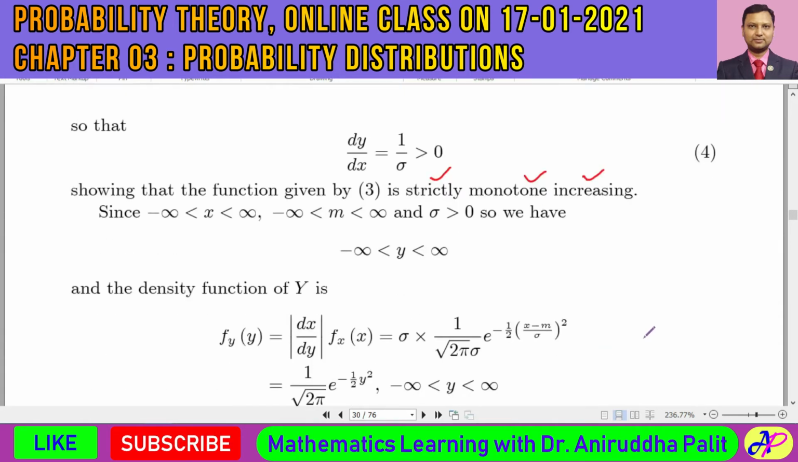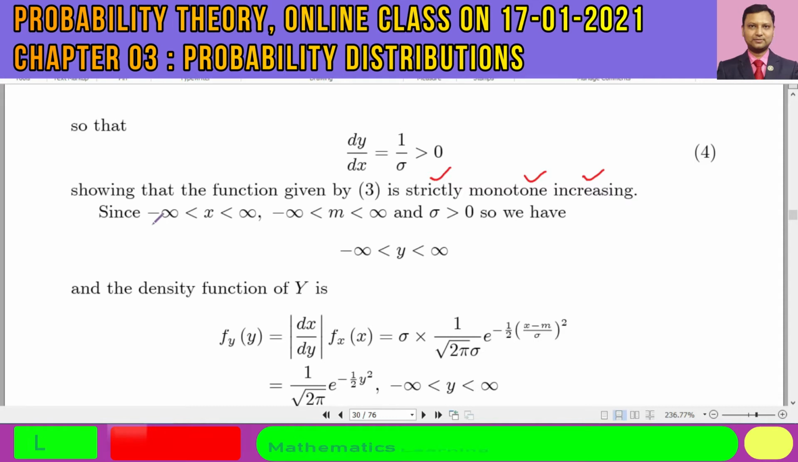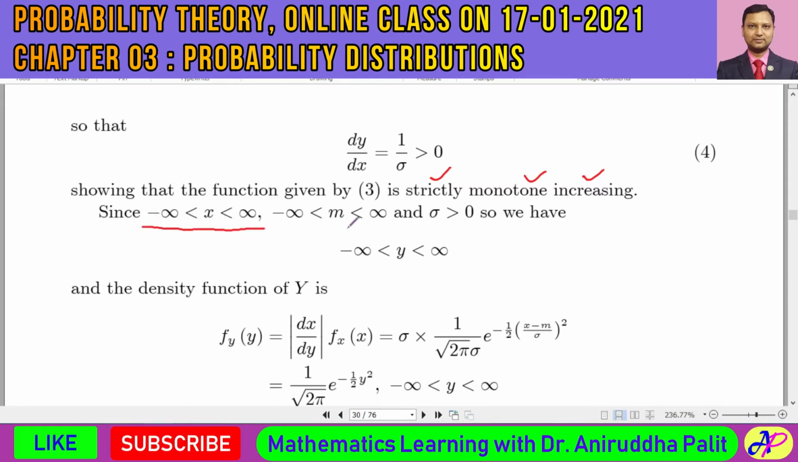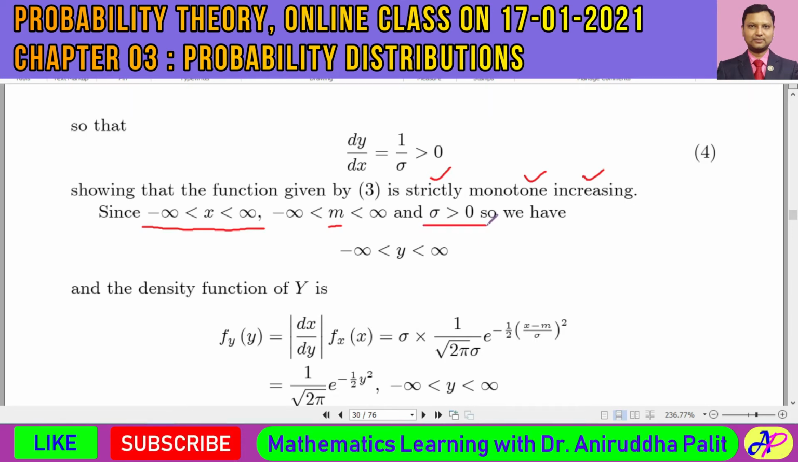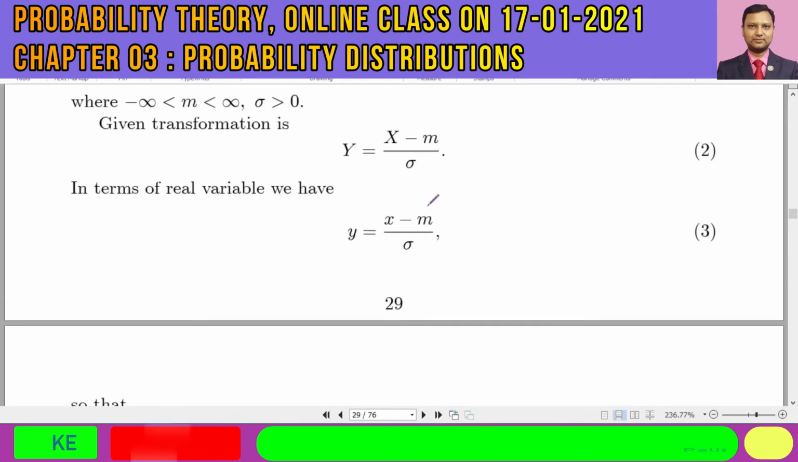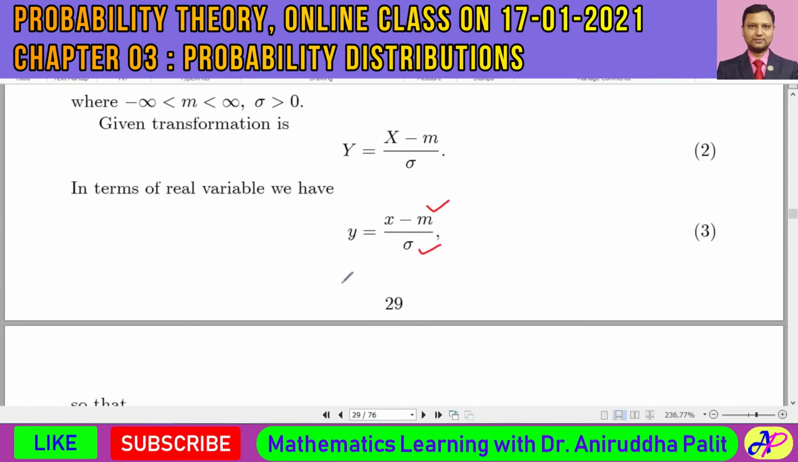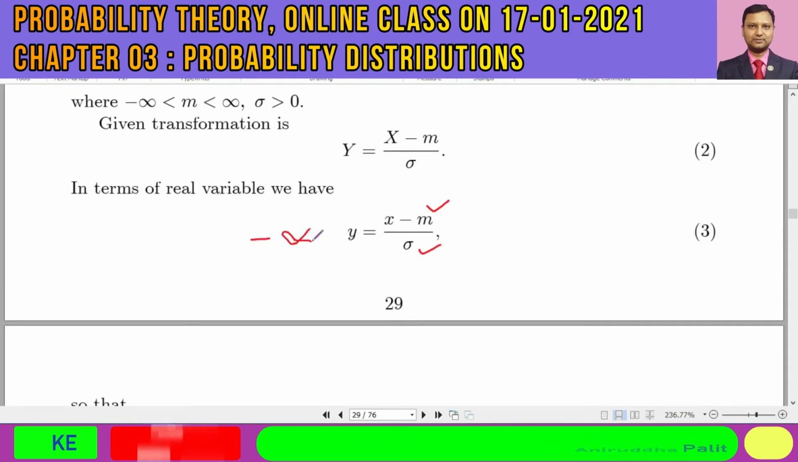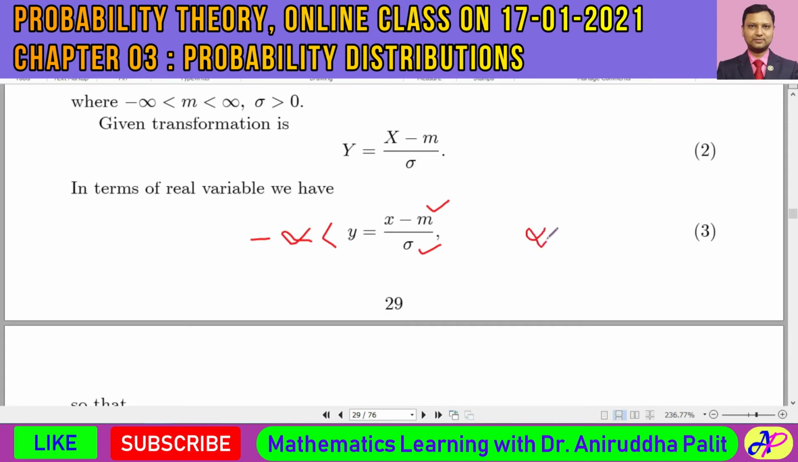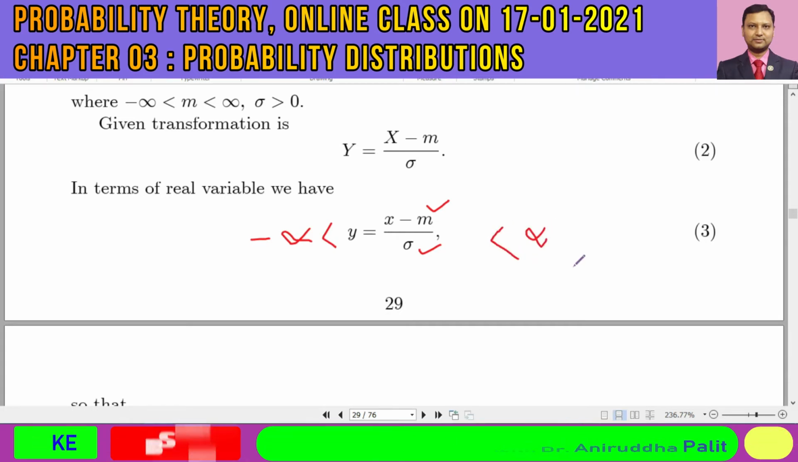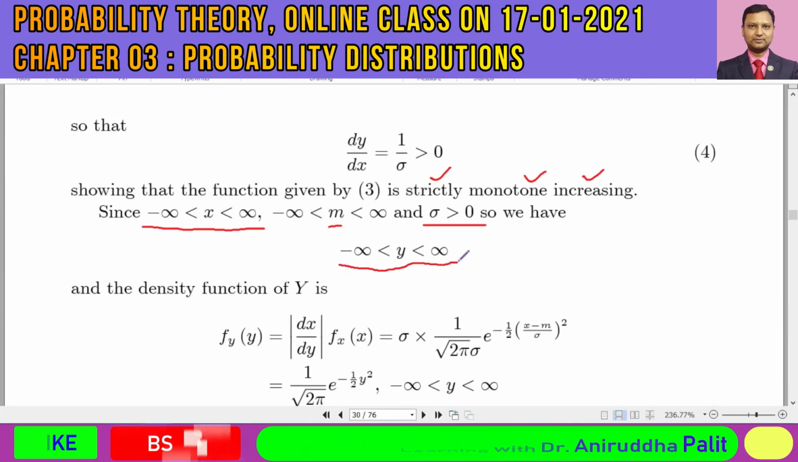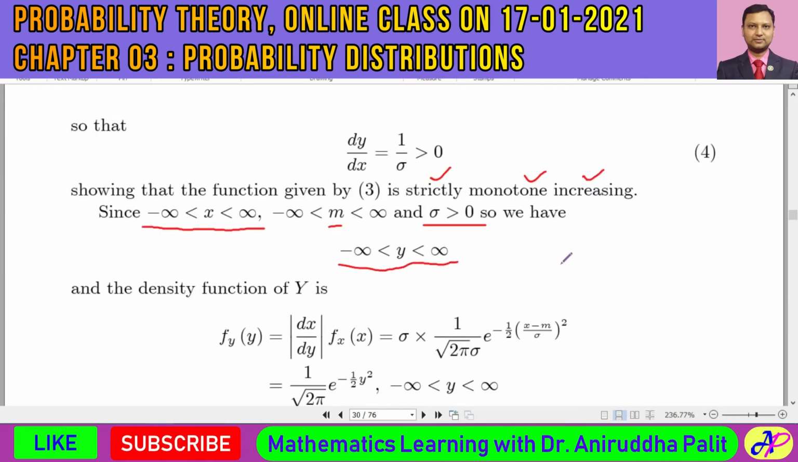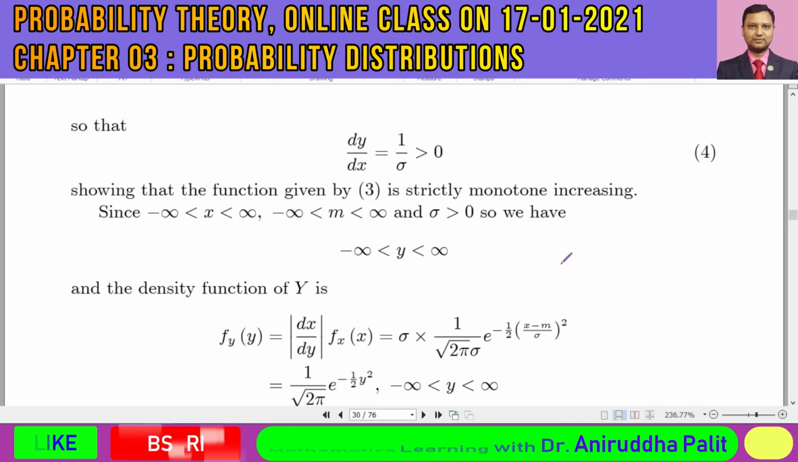Okay. And over here you see, if x varies from minus infinity to plus infinity, and because m is a finite real number and sigma is a positive quantity, this expression, x minus this finite number divided by a positive quantity, should also vary between minus infinity and plus infinity. Okay, therefore we can say that the spectrum of y is minus infinity less than y less than plus infinity. So in this way, we compute the spectrum of the random variable y.